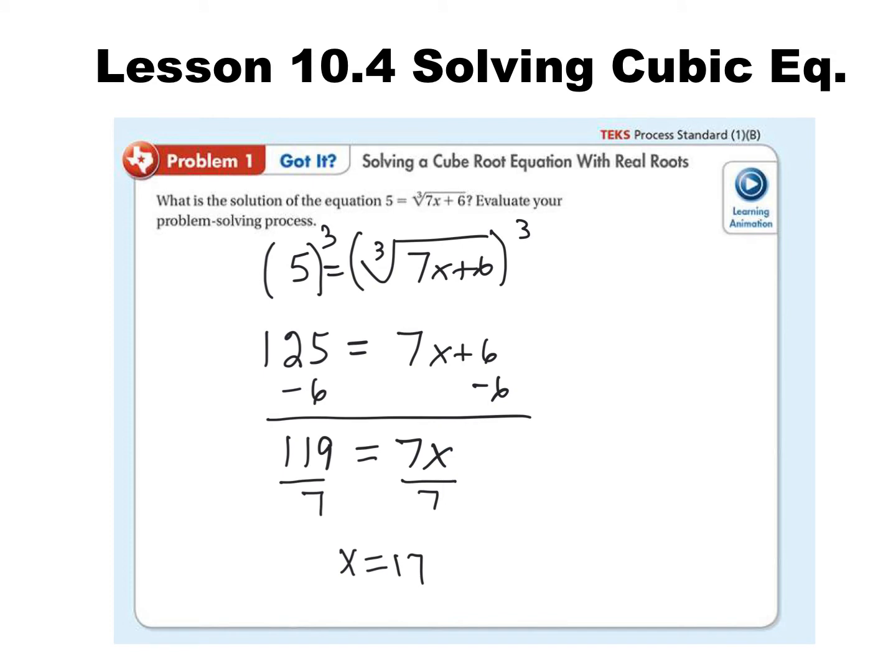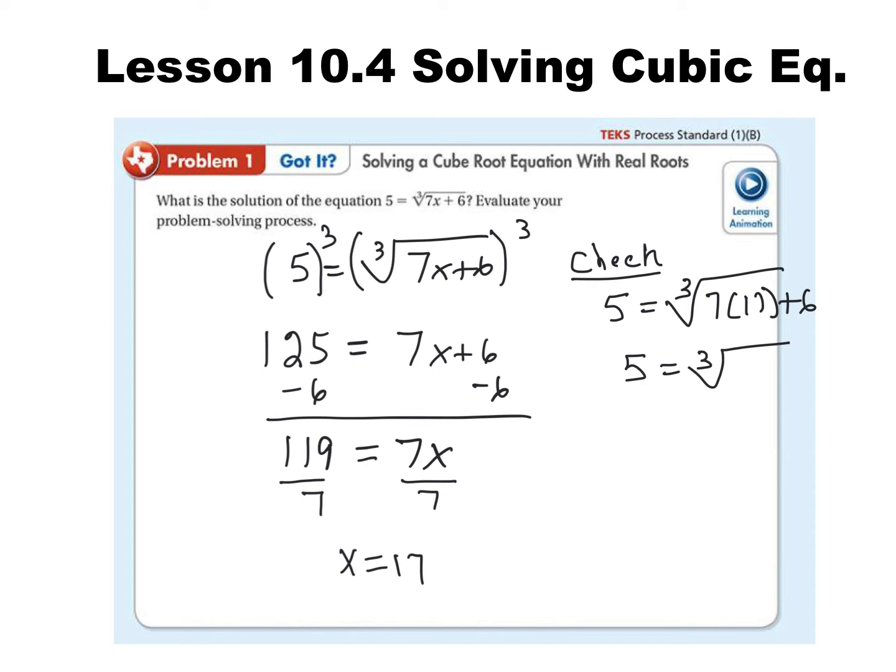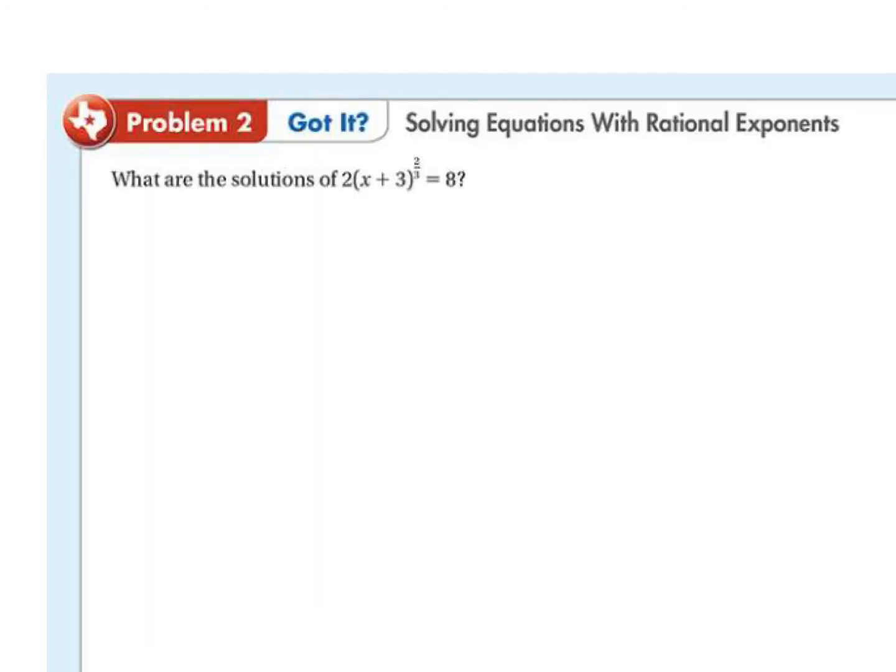So to check, we are going to substitute into the original equation. So we're going to check 5 equals the cube root of 7 times 17 plus 6. 5 equals the cube root of 125, and we know that the cube root of 125 is 5, so that is an answer.